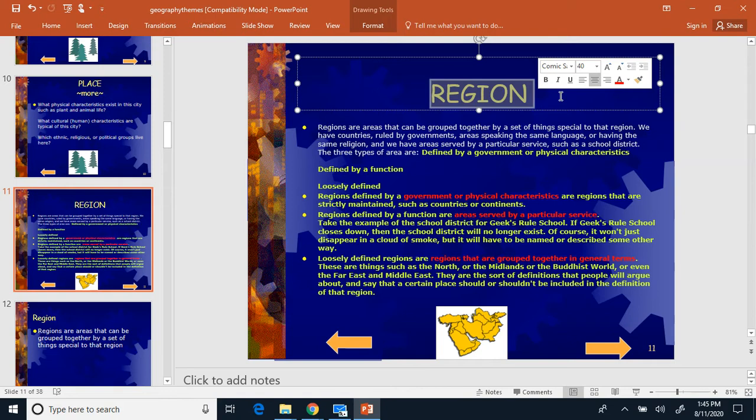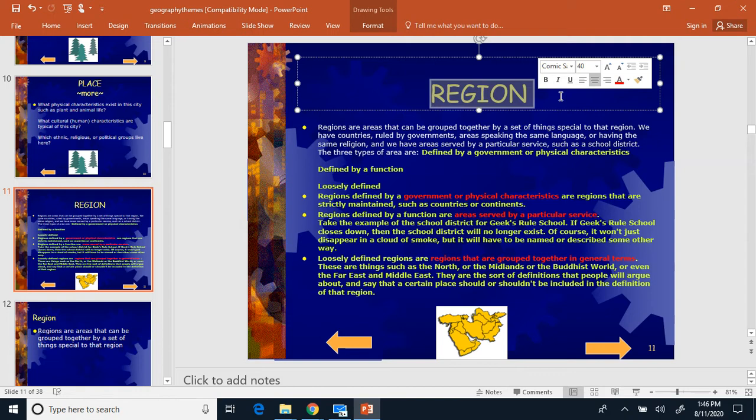Regions are areas that can be grouped together by a set of things special to that region. We have countries ruled by governments, areas speaking the same language or having the same religion, and areas served by a particular service, such as a school district. So regions are defined areas.